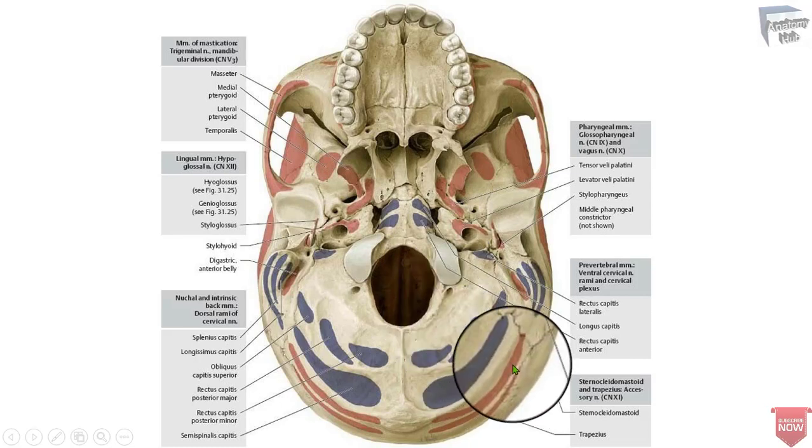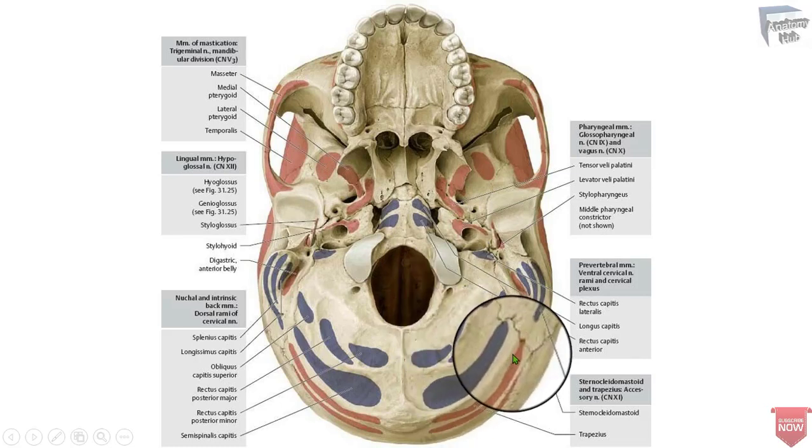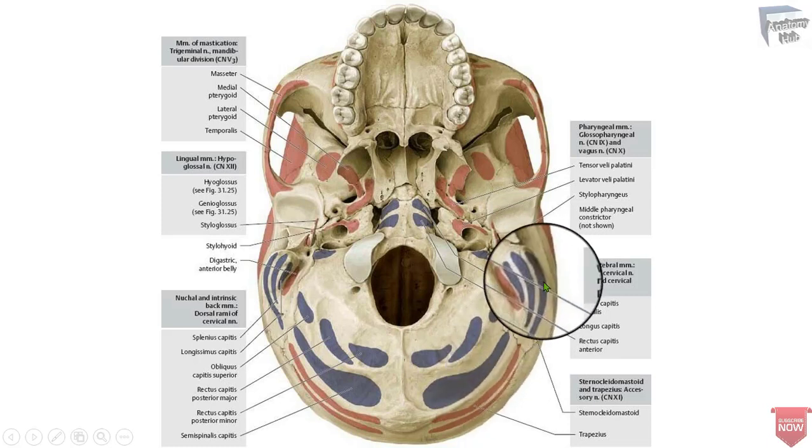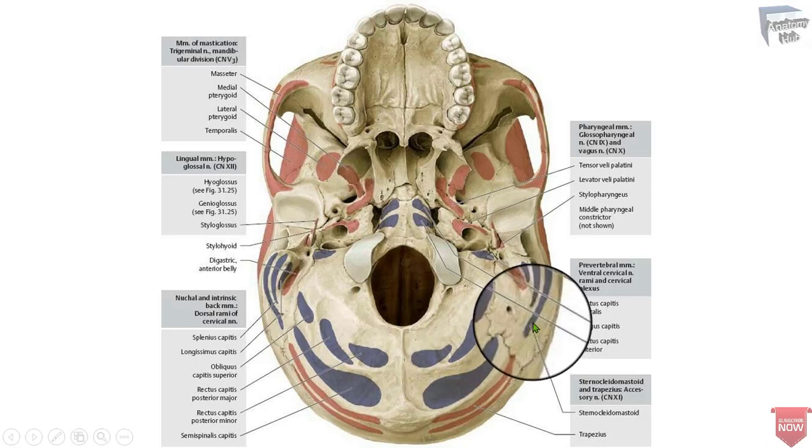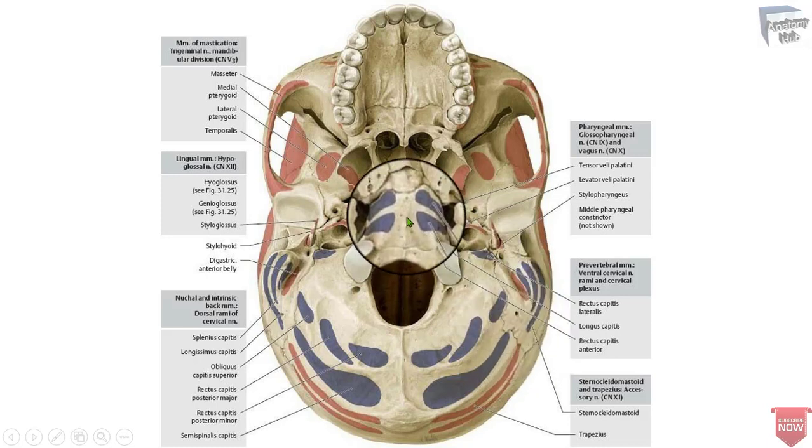Then at this point you will find the trapezius muscle that also takes origin over here, and the sternocleidomastoid muscle that gets insertion over here. And here at this point you will find the tubercle. This tubercle is the pharyngeal tubercle, where all the constrictor muscles unite together to make a raphe known as the pharyngeal raphe, that attaches here at the basilar part of the occipital bone to this tubercle, known as the pharyngeal tubercle.